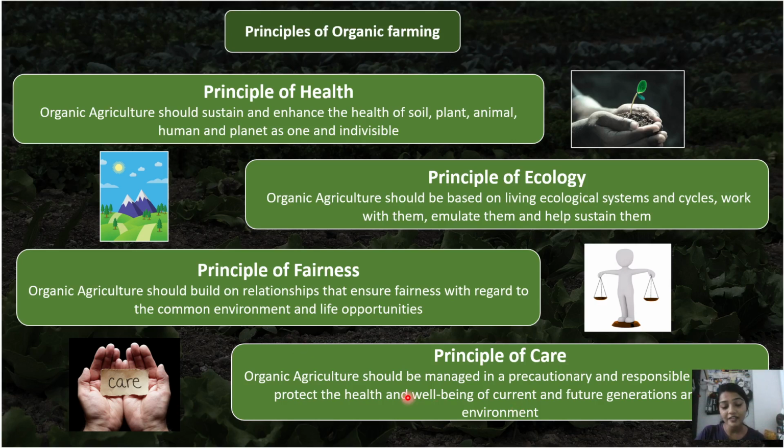The next principle is the principle of care. Organic agriculture should be managed in a precautionary and responsible manner to protect the health and well-being of current and future generations and the environment. So the main motto of organic farming is to take care that the health of the current generations, the health of the future generations, as well as the health of the environment should be maintained.